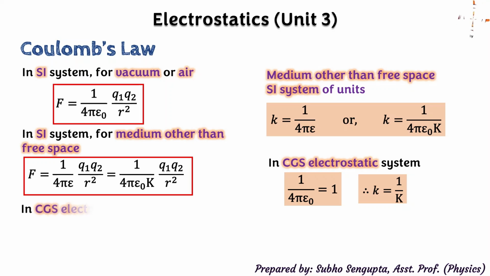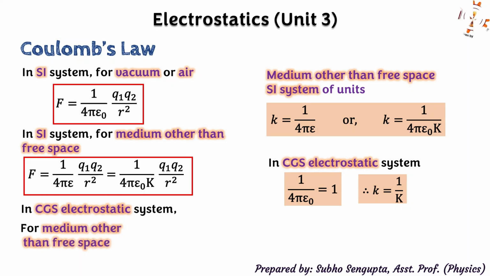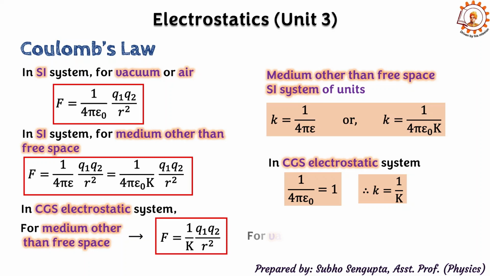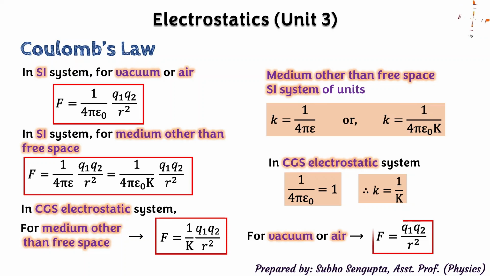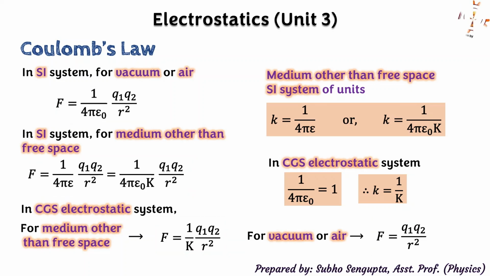So, in CGS electrostatic system, for medium other than free space, the mathematical expression of Coulomb's law is given by F is equal to 1 upon uppercase K times Q1 Q2 upon R squared. If the medium is vacuum or air, then the expression simplifies to F is equal to Q1 Q2 upon R squared, because for vacuum or air, the value of uppercase K is equal to 1.